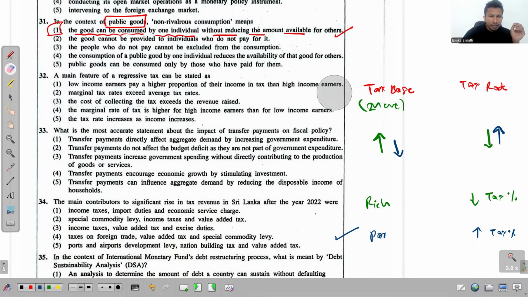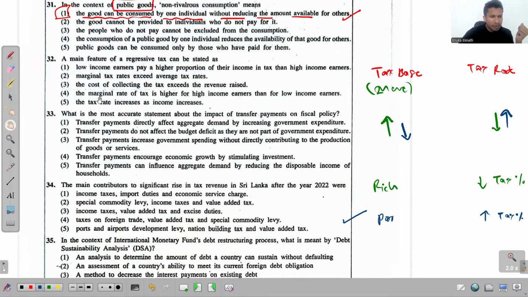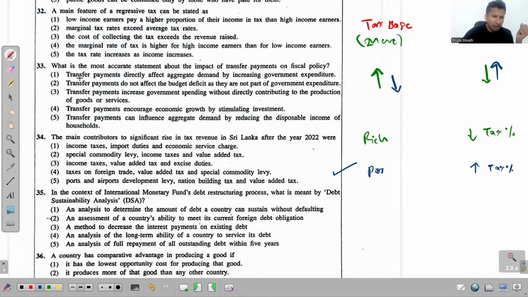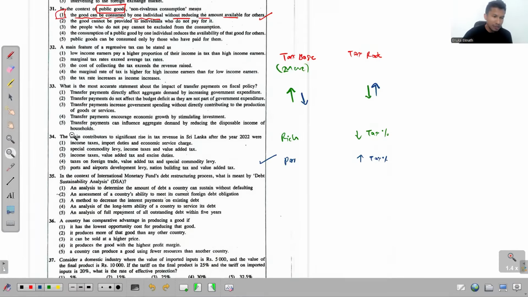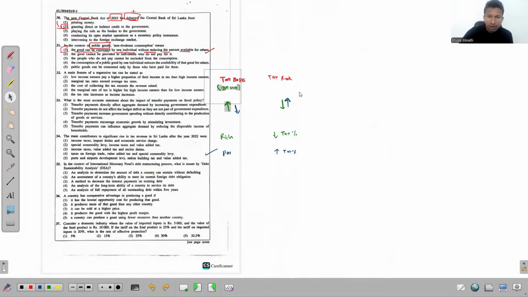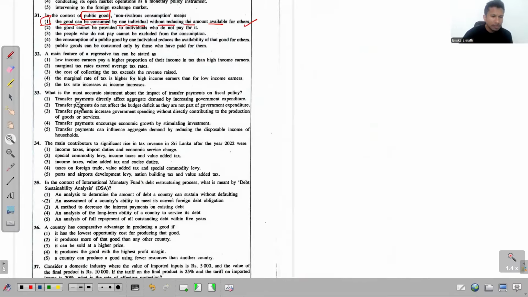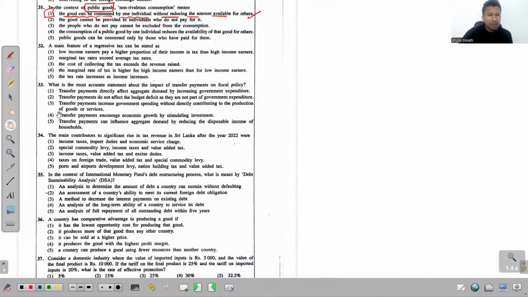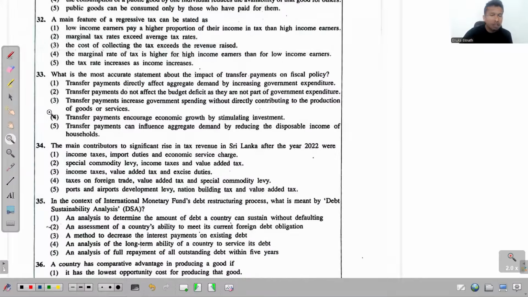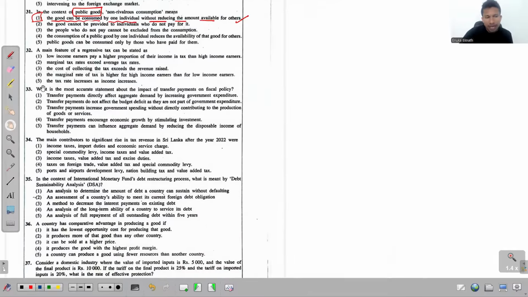Right. That is also very easy, right? Look at question 33 now. What's the most accurate statement about the impact of transfer payments on fiscal policy? So this is not that easy, so we will discuss this in detail. Now this is from transfer payments and the effect of transfer payments on fiscal policy. If I ask, what's fiscal policy?